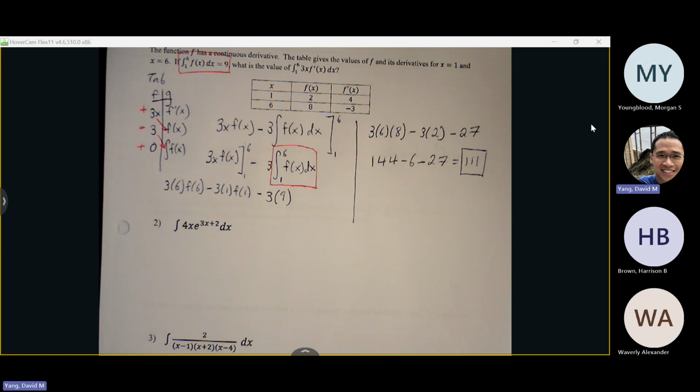Well, initially when I do the tab method, I don't know what x is, so I leave it in terms of x. But then I know that ultimately, I'm trying to find the definite integral from 1 to 6. So I know that my bounds are 1 and 6. Okay. Oh, okay. I see what you did.